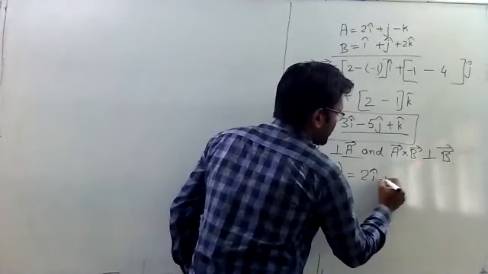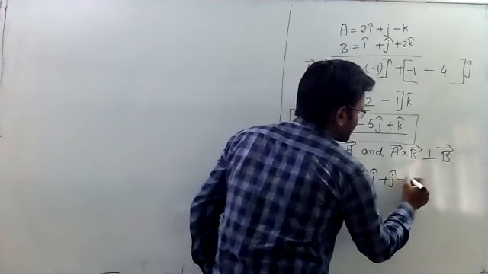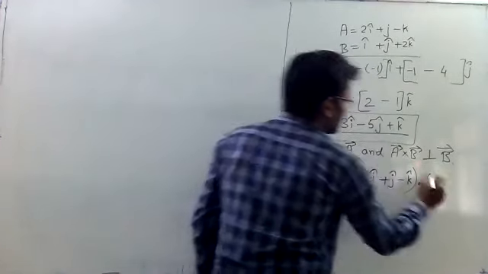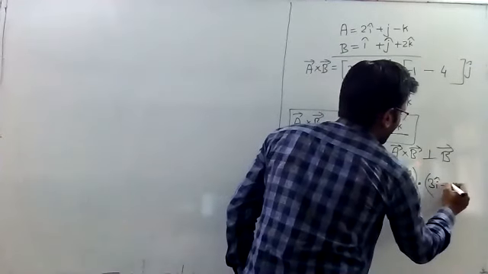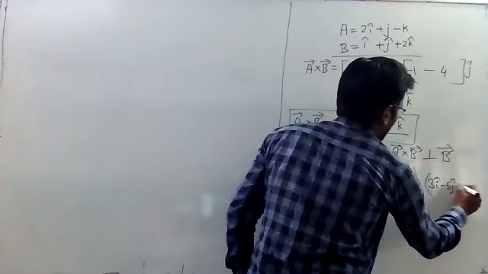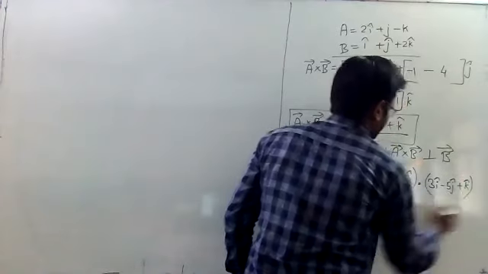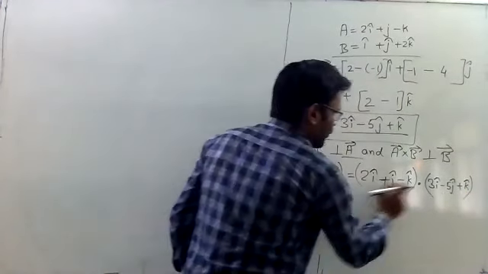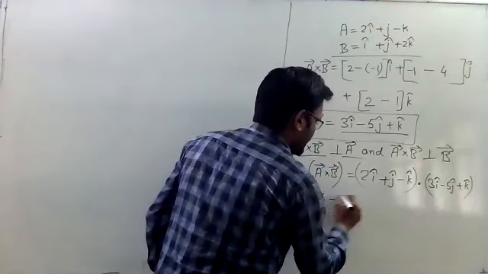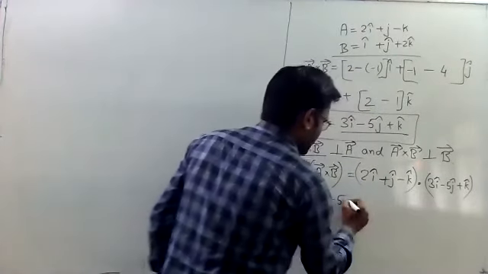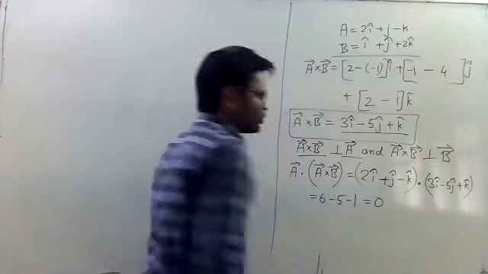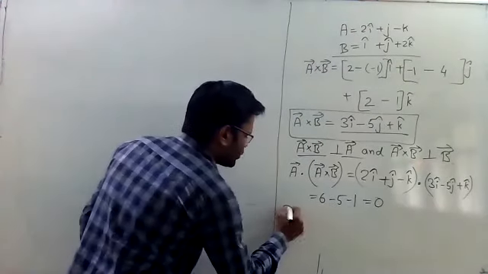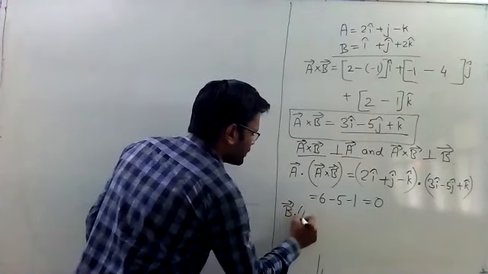2i plus j minus k dot which vector? 3i minus 5j plus k. So let's see. 3 into 2 is 6, 1 into minus 5 is minus 5, minus 1 into 1 is minus 1. Am I getting 0? Let's do it with B also. Let's verify it.